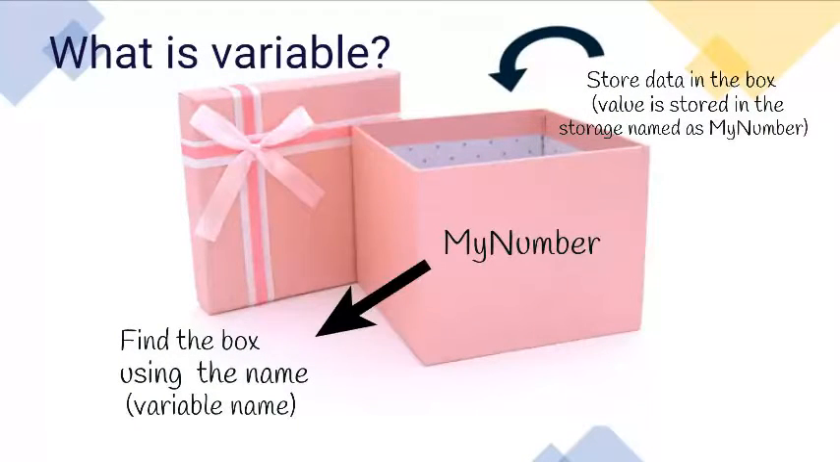For example, we have a box named My Number. My number is used to store a number. Therefore, my number is a variable name. The variable contains a number, which is a value that is stored in it. We can use variables when we want to use some data values in our program.